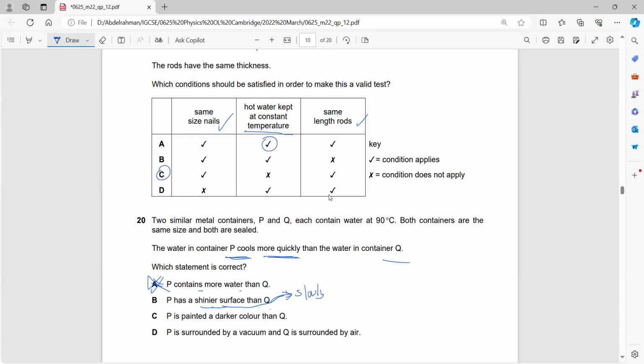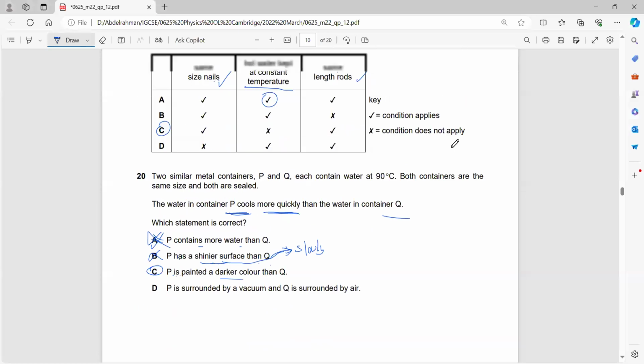Why? Because shiny surfaces are the worst emitters of infrared radiation. This means that the water would have been hot for a longer time. So B is wrong. It's actually C. Why? Because if you paint P a darker color, it would lose energy at a faster rate. It would be a better thermal emitter, a better infrared emitter. It's the best emitter of infrared radiation.